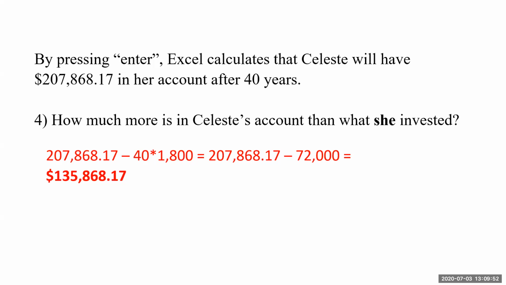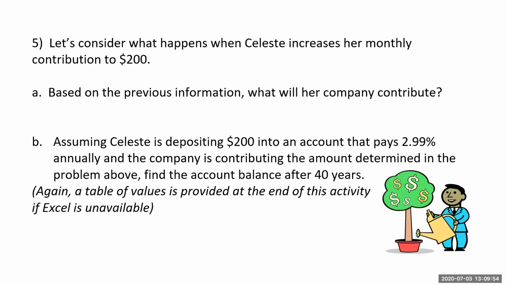Okay, nice. So therefore, let's continue right here. Now let's consider what happens when Celeste increases her monthly contribution to 200. Now, if Celeste decides to increase her monthly contribution to 200, based on the previous information, what will her company contribute? Because the company contributes 50%, the company is going to contribute $100 each month.